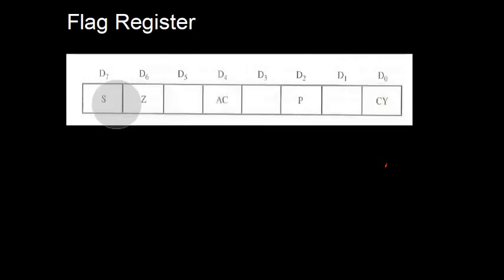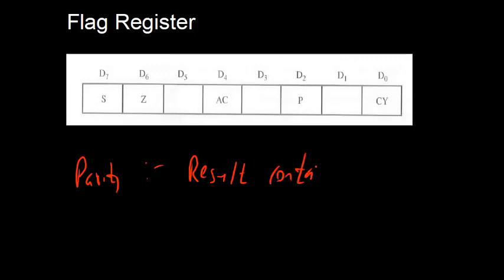Now next is the parity flag. Parity can be even or odd. After doing any arithmetic or logic operation, if the result contains an even number of ones, the parity flag is set, it becomes 1. And if it contains an odd number, then the parity flag is 0.